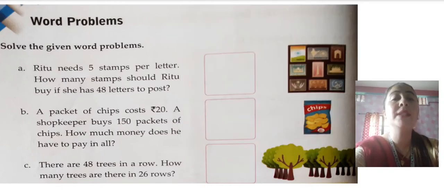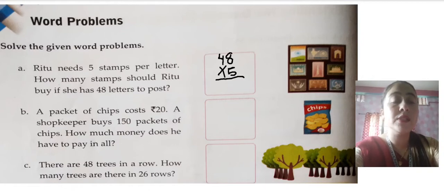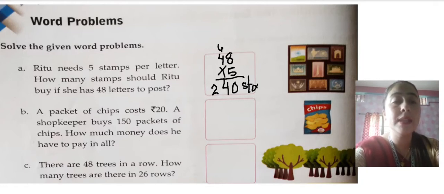We need to find the stamps for 48 letters. So we will multiply 48 with 5, because for each letter you need 5 stamps, right? So 48 into 5, 8 5s are 40, 4 I will write here, and 0 I will write here. 5 4s are 20 plus 4, 240. So how many stamps does Ritu need? Ritu needs 240 stamps. So here you will write stamps, S-T-A-M-P-S, stamps.